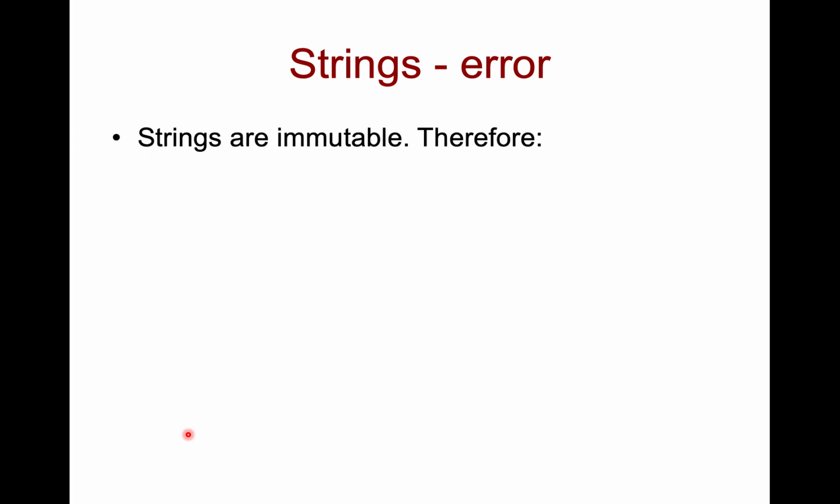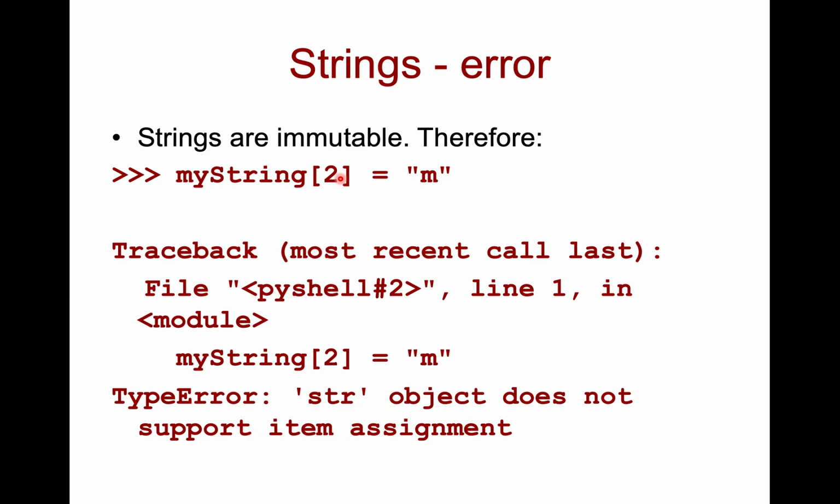Strings are immutable. That means they can't be changed. So if you try to assign the letter M to myString at position number 2, you're going to get the following type error. The string object, myString, doesn't allow you to assign a particular item to it. You can't assign an M to position 2 in myString. You could replace the whole string, myString, with some other string, but you cannot modify a part of the string.